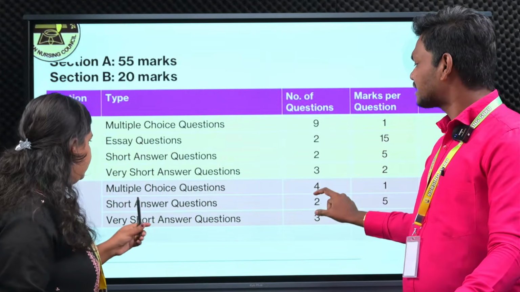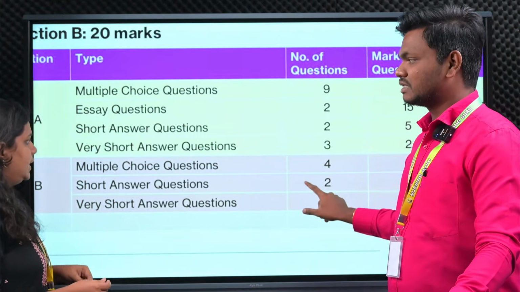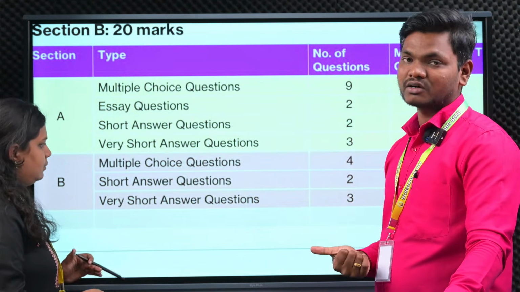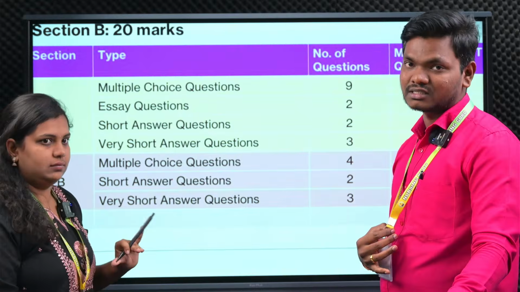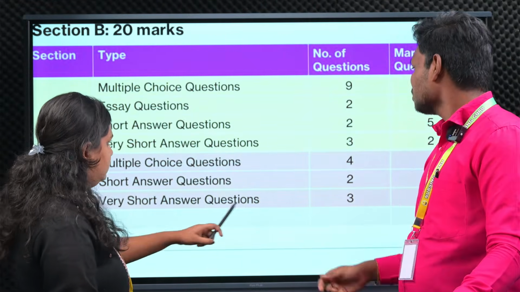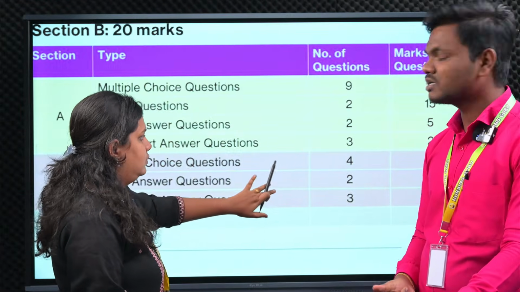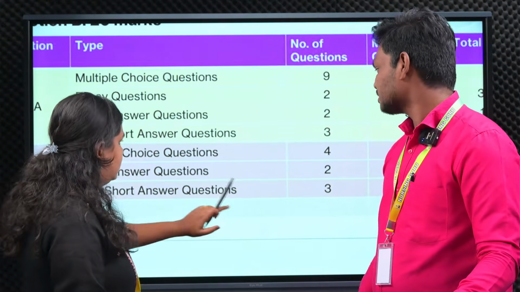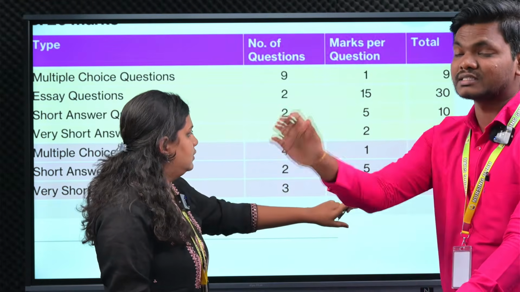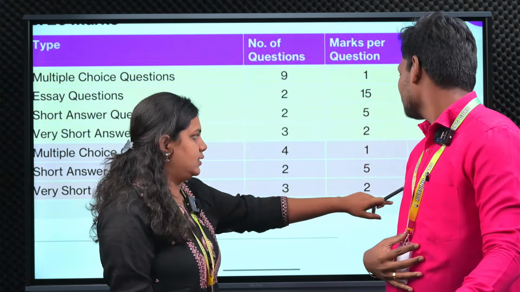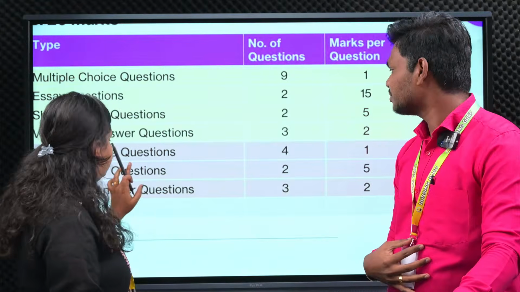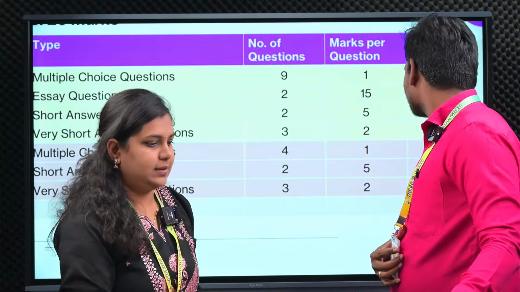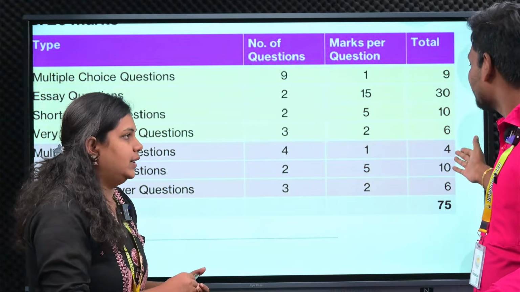The second part will be the statistics. Here there is no 10-mark question at all, only the short answer question, which will be the 5-mark question. You will have 2 questions of 5 marks, awarded 10 marks. Then very short answers, 3 questions of 2 marks, so that is 6. Multiple choice will be 4 questions, each carrying 1 mark. So in total you will have 20 marks.